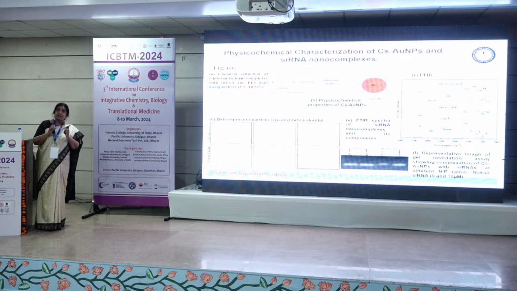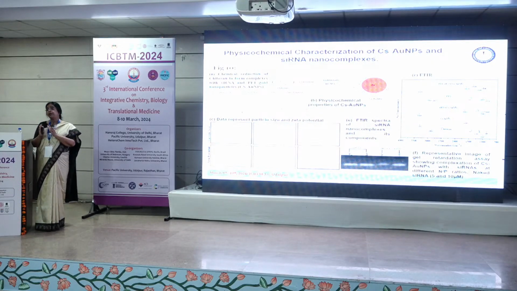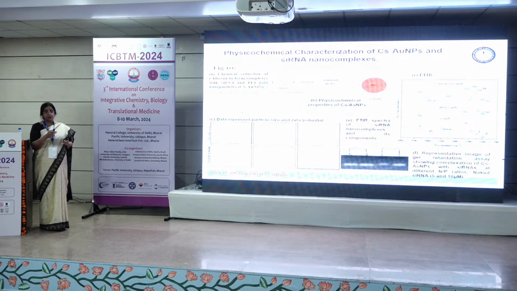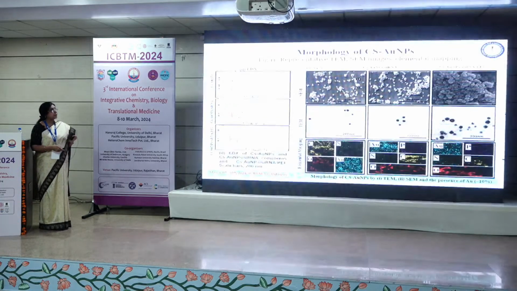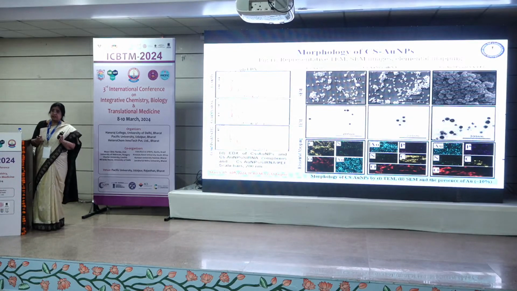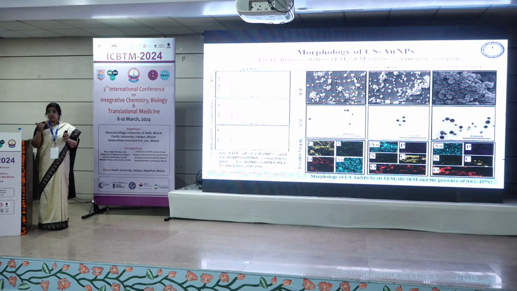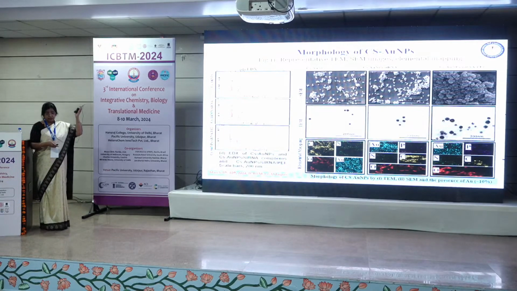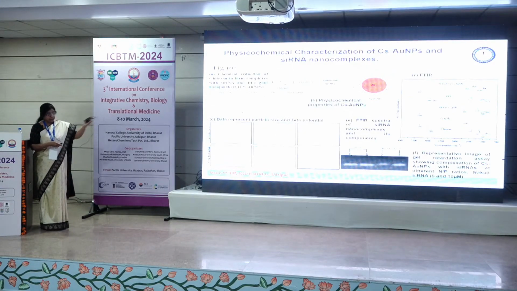We have to see the size, we have to see the charge. Why do I need the charge? Because a negatively charged siRNA molecule has to go into a positively charged polymer chain, otherwise we won't be able to encapsulate it or stabilize it as we would like. Then we looked at the morphology, because you have to see it through electron microscopy, whether transmission or scanning, which will give you the size and shape, and we did the DLS here to get the size.